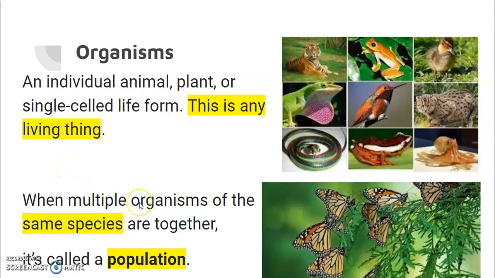When multiple organisms of the same species are together, we call that a population. This is a visual of a population of monarch butterfly. They're all in the same area at the same time, and they're the same species. This picture at the top, including many different animals, is not a population because they're each a different species. A population must be the same species.